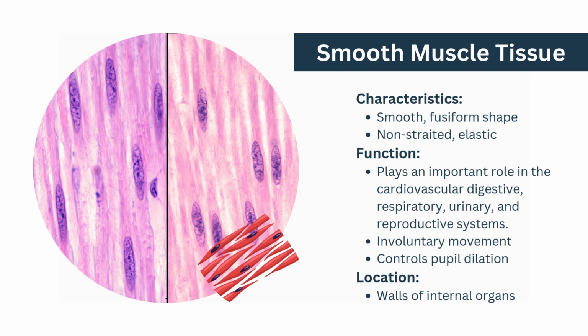In the bladder, it controls urine release. It lines blood vessels such as arteries and veins that regulate blood pressure. In the reproductive systems, it controls muscle contraction for childbirth and sexual function. Within the respiratory system, it controls bronchial airflow, and it controls pupil dilation.